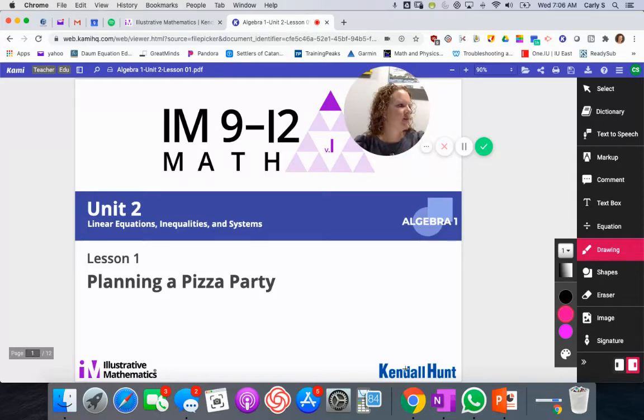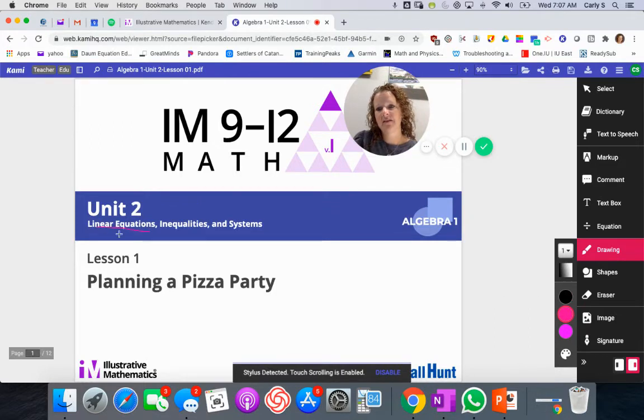Good morning, algebra. It's sort of dark in here today. It's early. We are starting Unit 2 today. We're getting into a little bit more what I would call traditional algebra, getting out of the statistics unit that we were in. The statistics unit is a great sort of ease into school. But yeah, we're jumping right back into linear equations and inequalities and systems.